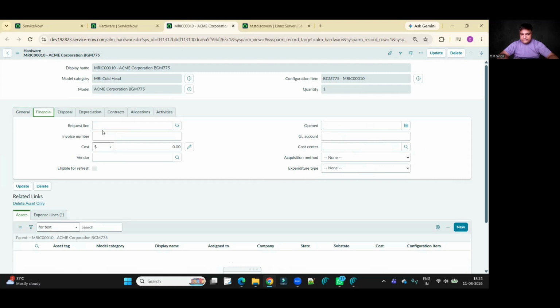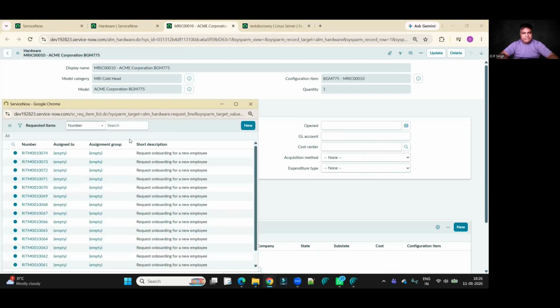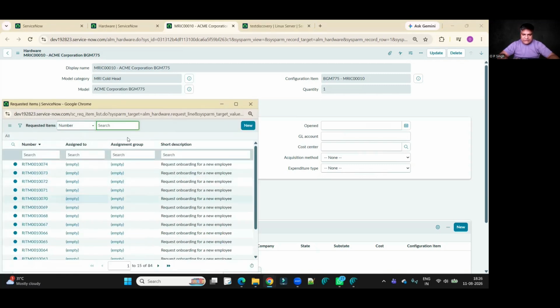Then it has financial information. What is the request line? Request line means from where the request is coming. So how do we track that? Mostly the request is coming in the tool via RITM, the request, right? Service catalog. So it is representing the same. You can see it is going to the same table. So you can see the description here, requesting onboarding for a new employee.